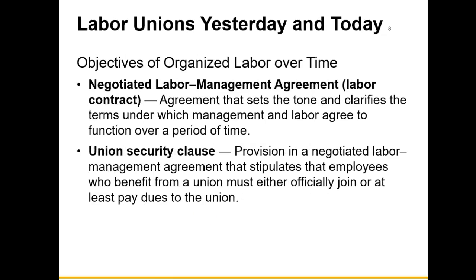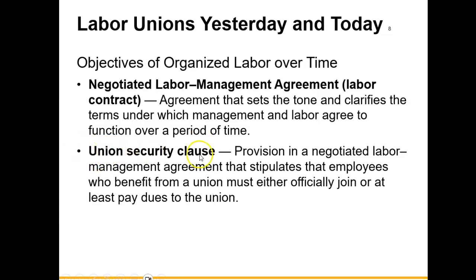Okay, let's look at some agreements or objectives of organized labor over time. First, we have the negotiated labor management agreement, or labor contract. This is an agreement that sets the tone and clarifies the terms under which management and labor agree to function over a period of time. So the agreement might say that they agree to meet every 6 months to discuss important issues such as wages and/or benefits being paid to the union employees.